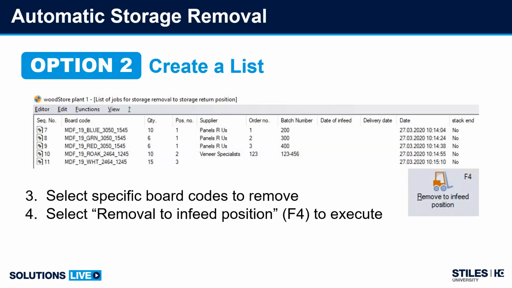So in this list, you'll notice that I've got the board codes, the quantity of the panels, and then the position number. Where do I want these to go? So within one removal list, I'm going to location 1, location 2, and location 3. They're coming from a specific supplier. So I've got some panels from Panels R Us, Veneer Specialists, and then the white material, it didn't come from anybody specific, but I need to pull those panels out. Could be by order number, could be by batch number. Again, I can pull them out by date. So I've got a lot of variables that I can throw in here.